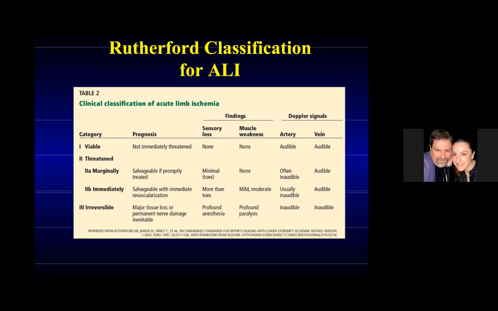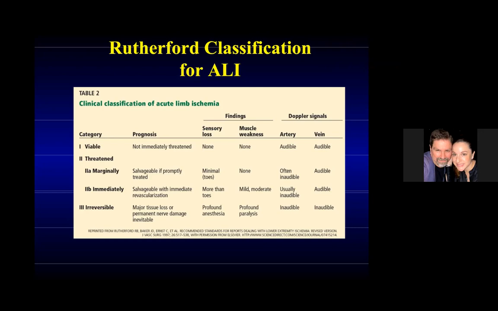Salvageable with immediate revascularization. The sensory loss is more than just the toes. The toes, the ball of the foot, the dorsum of the foot start to have issues. They usually have mild to moderate muscle weakness, and you always do a comparative. You compare both sides, right? Usually it's inaudible. You will not be able to hear a Doppler signal, okay? They come in with a pale foot, etc. You can still have a venous flow, but there's really no audible arterial flow.